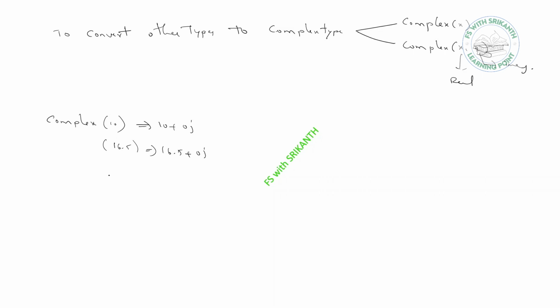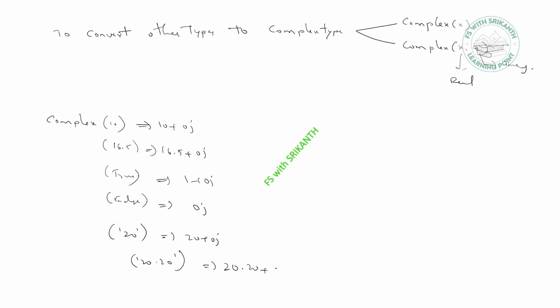We are passing only a single argument, and we are passing true, it is allowed, and false, it is also allowed. True means 1 plus 0j, and false means it prints 0j only. And again we are going to pass an integer string. So it is 20 plus 0j, and a float is also allowed, 20.20. It converts to 20.20 plus 0j. So this is a single argument.